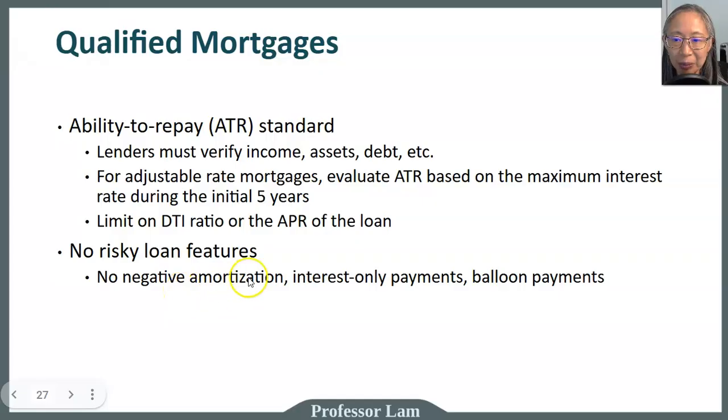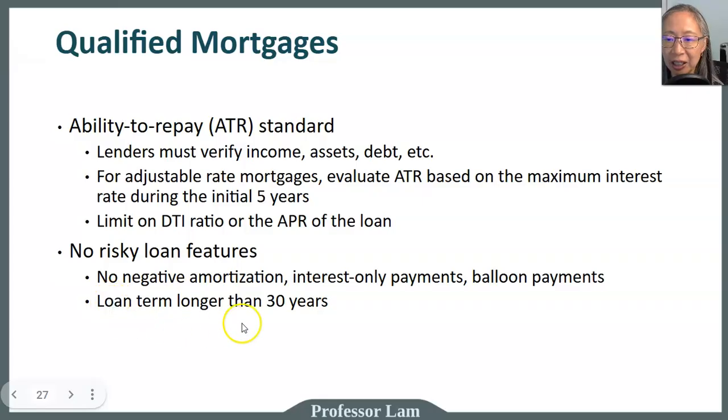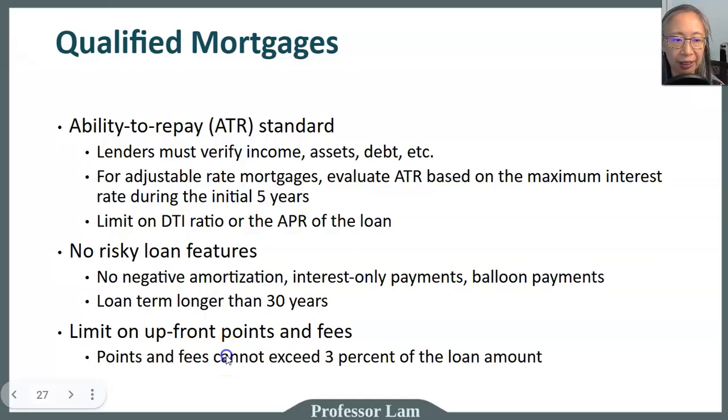We'll go over an example. Negative amortization can happen if your payment, remember those graduated loan payments, if your initial loan payment is not enough to cover interest, then you'll have negative amortization because the unpaid interest will accumulate future interest. That's negative amortization. Also, any loan term that is longer than 30 years is not allowed. In addition, they put a limit on how much they can charge for points and fees. Points and fees cannot exceed 3% of the loan amount.